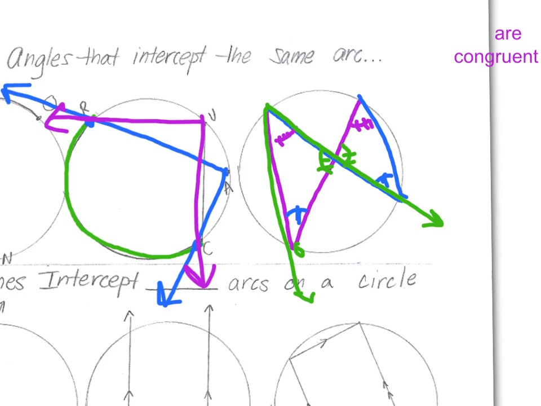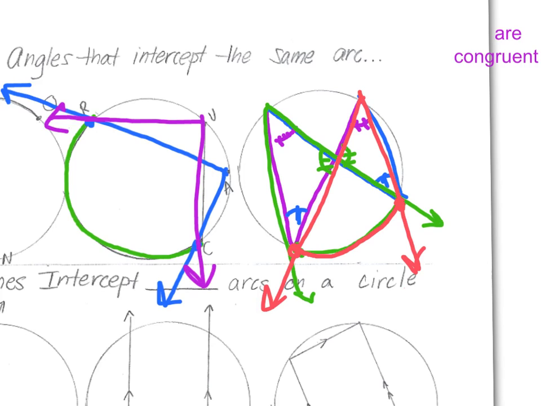two sides. You'll see that this is the intercepted arc for that inscribed angle. And then if we take a look at the angle over here and extend the two sides of that angle, this is where that angle crosses that circle. You can see that this is also the same intercepted arc, which means that those must also be congruent angles.